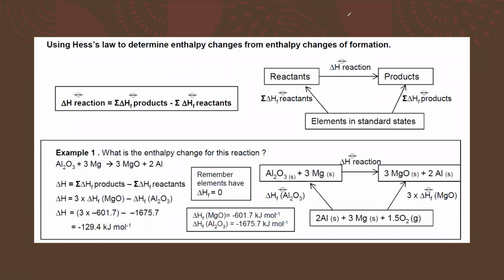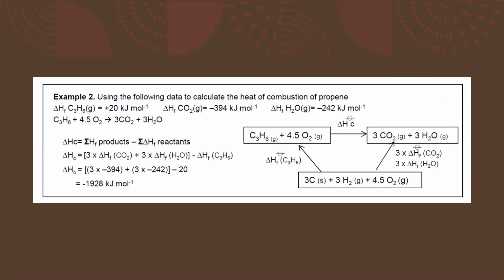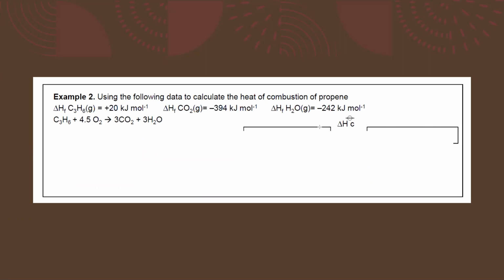Now, another type of reaction. First example and then another type also we'll discuss. For example, the question equation will be there. So let's hide all this and we'll try to solve. This is the equation given, and using the following data, calculate the heat of combustion of propene. So propene is burned, it produces carbon dioxide and water.